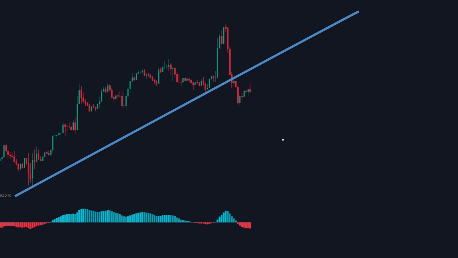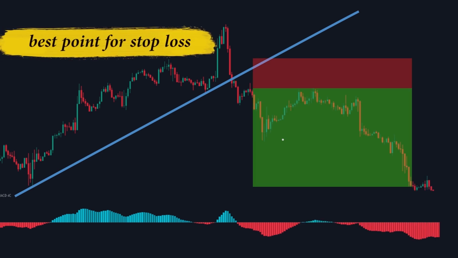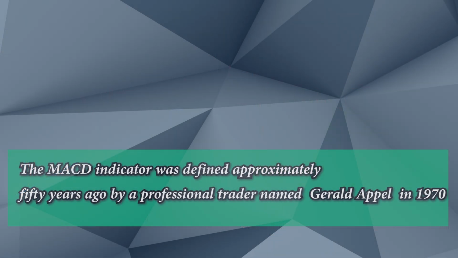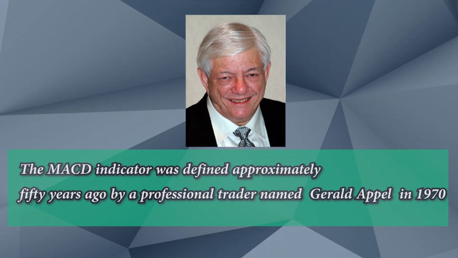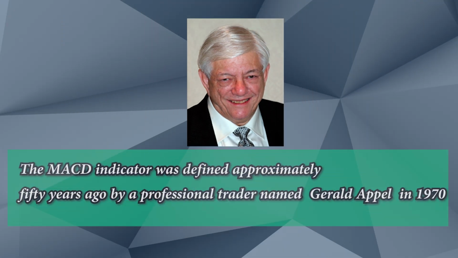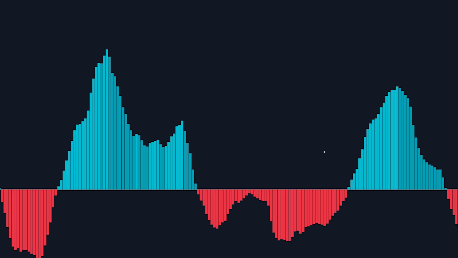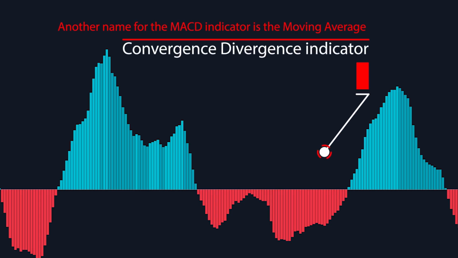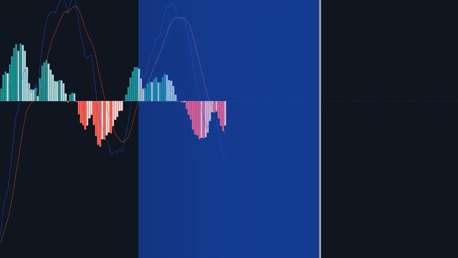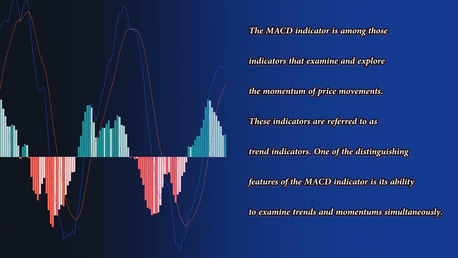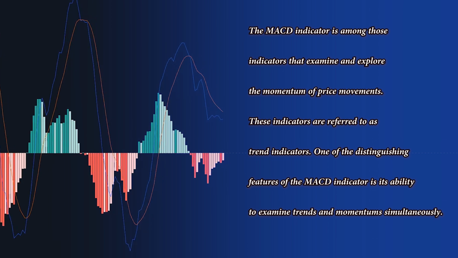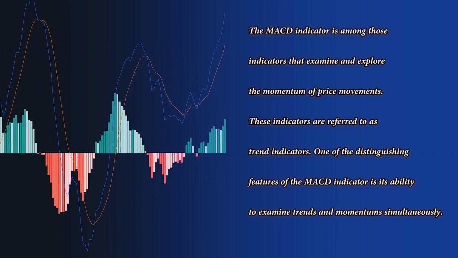The general concept of MACD. The MACD indicator was defined approximately 50 years ago by a professional trader named Gerald Appel in 1970. Another name for the MACD indicator is the Moving Average Convergence Divergence indicator. The MACD indicator is among those indicators that examine and explore the momentum of price movements. These indicators are referred to as trend indicators.